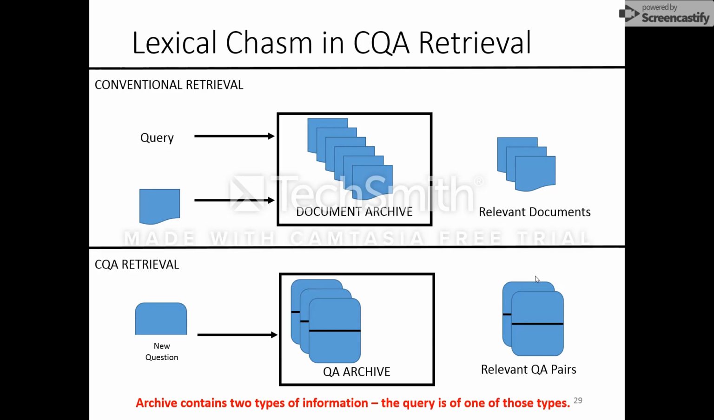The simple way to model it within the conventional retrieval scenario would be to just throw away all the answer parts of the QA archive, and then do a retrieval just with the question part, which would make it closer to the conventional information retrieval scenario. But then you are losing valuable information that is contained in the answer part. So typically, you would make use of both the question and the answer part in the QA archive in order to get to relevant QA pairs. That is the lexical chasm, which is one of the major challenges that people address in CQA retrieval.